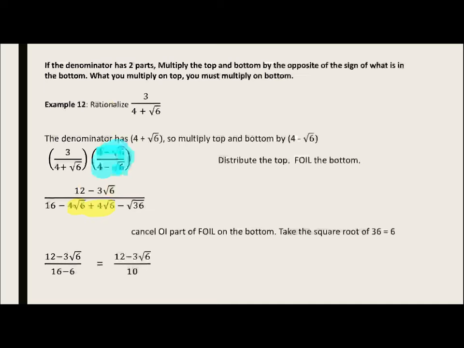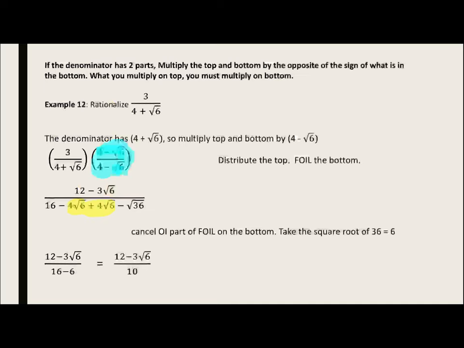So what we're going to multiply top and bottom by is the opposite of 4 plus. So we're going to multiply by 4 minus. So they both get a 4 minus square root of 6. Distribute on top. 3 times 4 is 12. 3 times negative square root of 6 is negative 3 square root of 6.